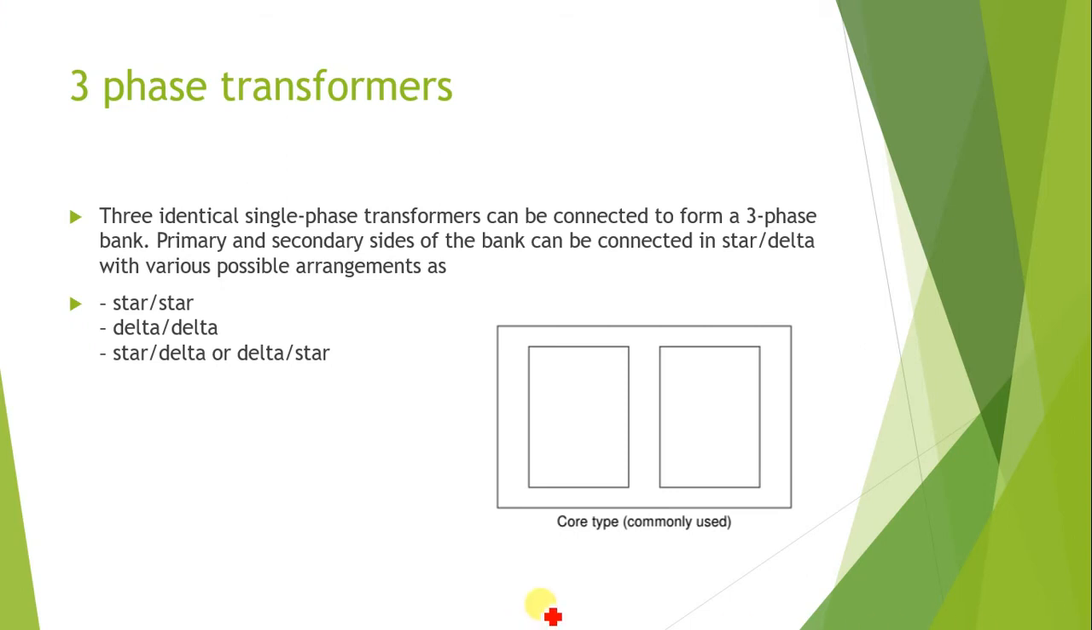So three phase transformers are identical to single phase transformers but connected in a three phase bank. Keep this word in mind, which is a three phase bank. The primary and secondary sides of the bank can be connected in the star or delta configuration. There are different combinations possible: star-star, star-delta, or delta-star configuration. Here we have a double window type of core.